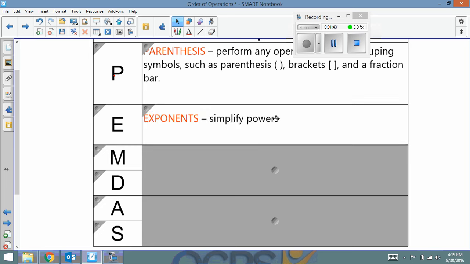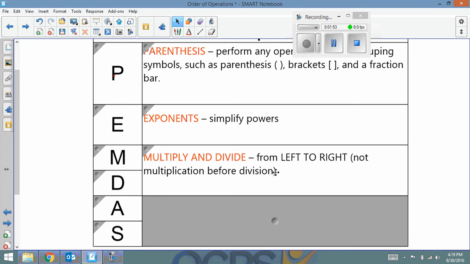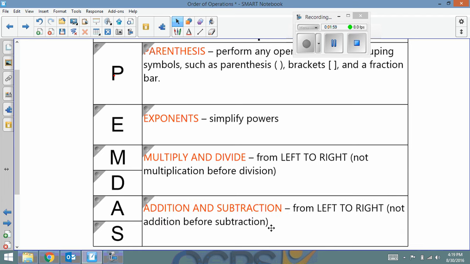E stands for exponents. So what we do there is we're simplifying those powers. Any exponents we see, we must do. If you notice M and D are together, that's because we do multiplication and dividing at the same time. We just have to start from left to right. And the same goes for addition and subtraction. From left to right, we have to figure out what we do first. And that's the order we go in.